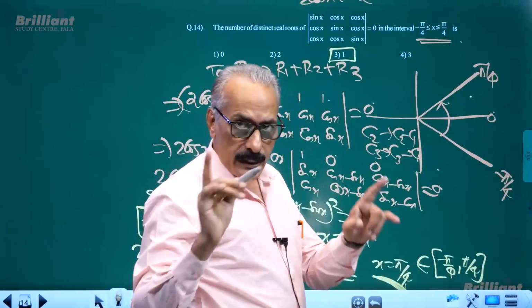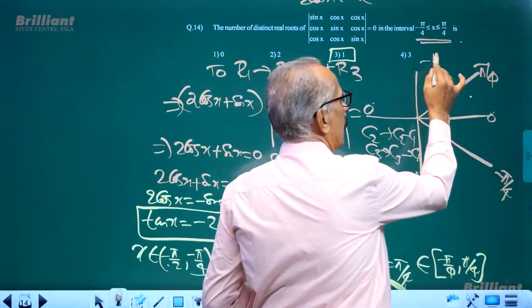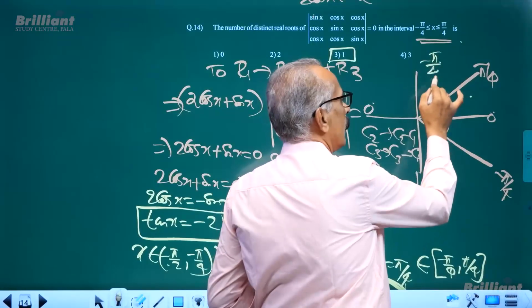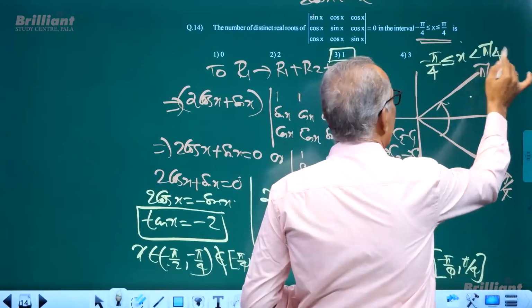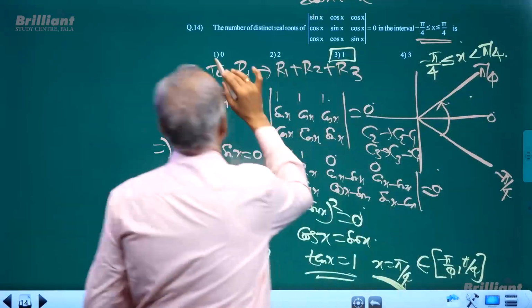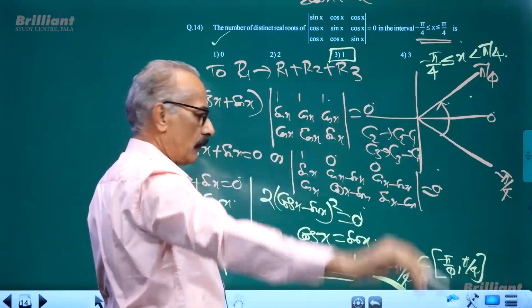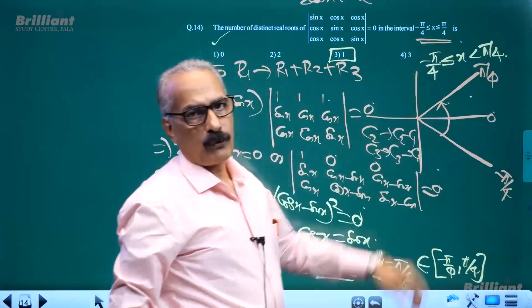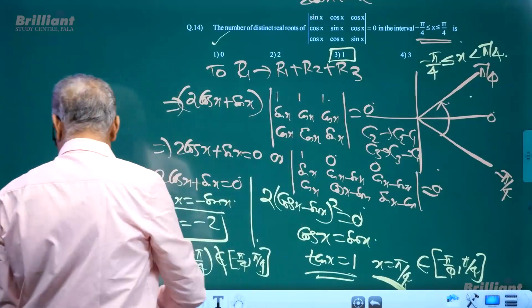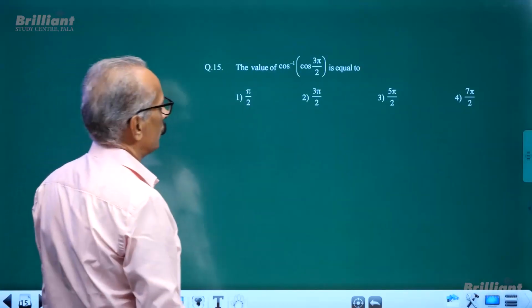If I do change this interval, say in the question I change, minus pi by 4 less than or equal to x less than pi by 4, if that is the case, the answer will be 0. There will be no answer for x. But here including pi by 4, so pi by 4 is satisfied. One solution. To the next question 15.